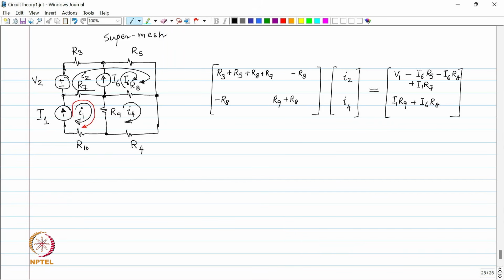All right. And last one, R4. What is the drop across R4? I4 R4. And we are done.